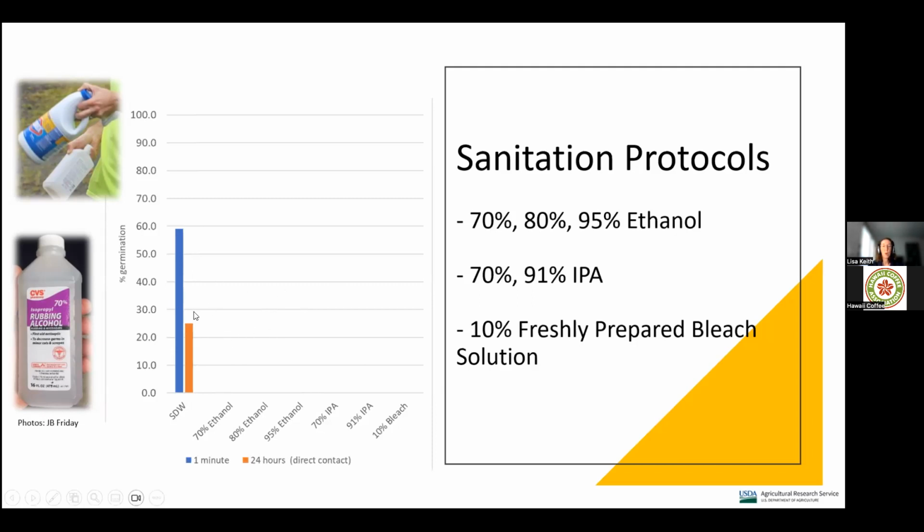Now, kind of an interesting note, this is the control, so it's just water. The spores are put in water, plated, and counted, and you can see that when they're in the water for a minute, there's a certain germination rate. When they're in for 24 hours, noticeably the germination rate decreases. So water's good for germination. A lot of water actually starts to be a bit inhibitory to the pathogen.